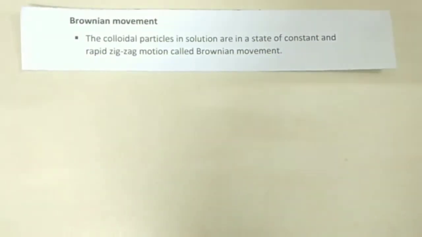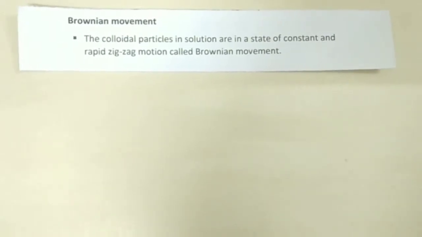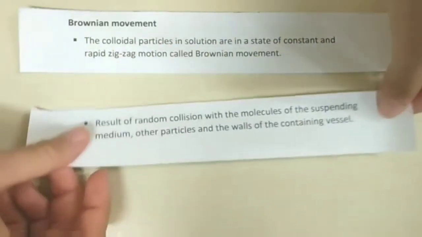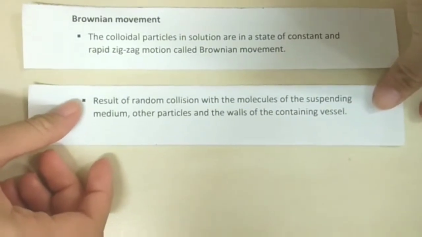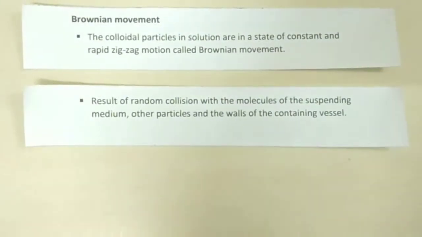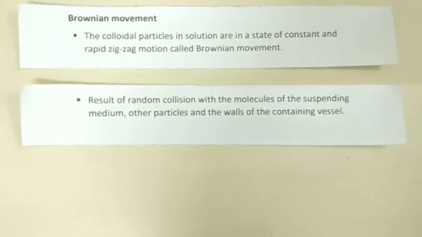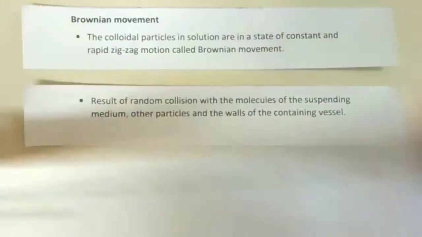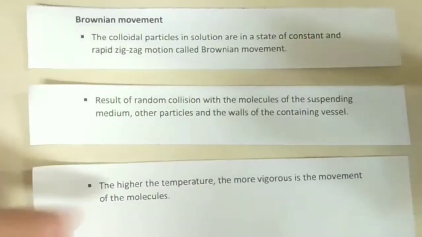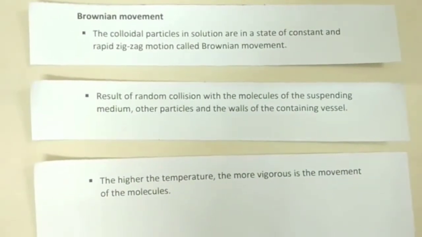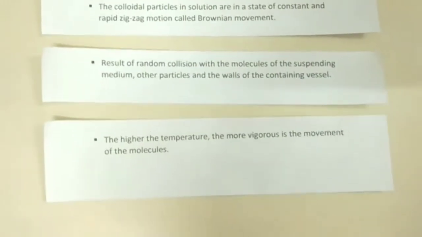Brownian movement. The colloidal particles in solution are in a state of constant and rapid zigzag motion called Brownian movement. This is the result of random collision with the molecules of the suspending medium, the particles, and the walls of the containing vessel. The higher the temperature, the more vigorous is the movement of the molecules.